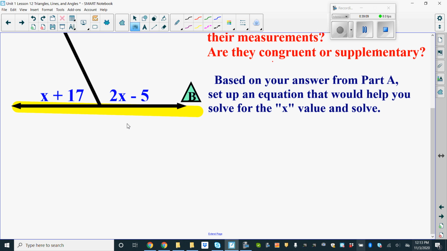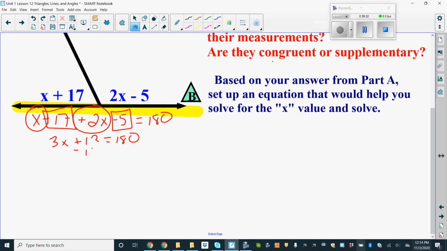So we take x plus 17 plus 2x minus 5 equals 180. You got to combine like terms. X plus 2x is 3x, and then a positive 17 and a negative 5 is a positive 12, which equals 180 degrees. We subtract 12 on both sides, and we're left with 3x equals 168. Divide by 3 on both sides, and we're left with x equals 56.